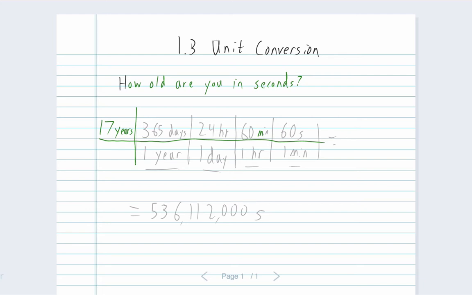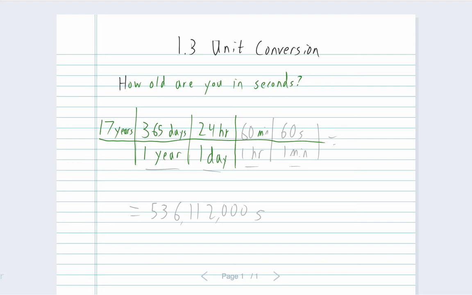So the first one we're going to use is, first of all, we know that there's 365 days in 1 year. And we want years to cancel out, so we'll put 1 year on the bottom, 365 days on the top. Now we're in days, years cancel out. Next easiest one to think about is we know the number of hours in a day. So again, we'll say 1 day on the bottom is equal to 24 hours on the top. Now days cancel out.